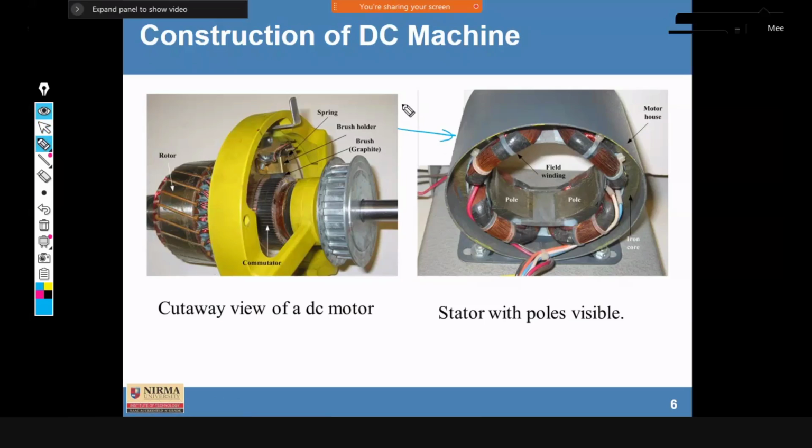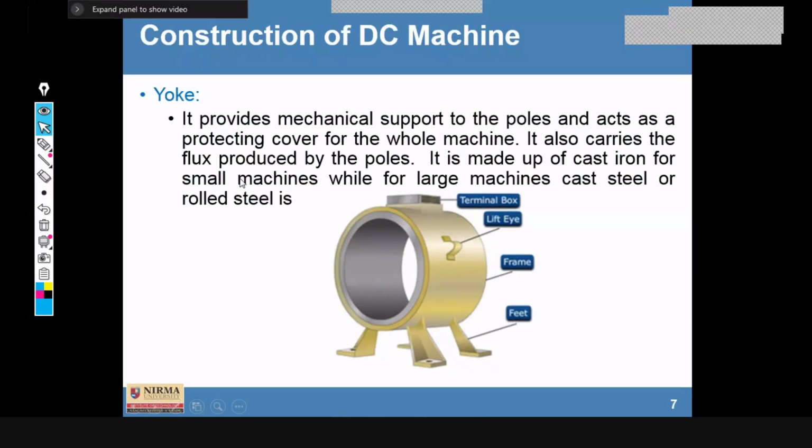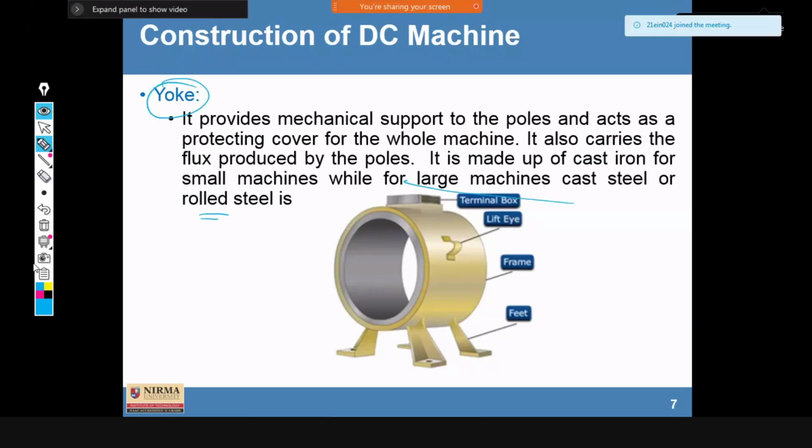This is the yoke, field poles, field winding, clear. And we know that the function of each part in detail we have discussed. Now the yoke is the outer cover which provides the mechanical strength and supports the poles which are mounted inside the periphery. The yoke is made up of cast steel material, or sometimes it is rolled steel material also.